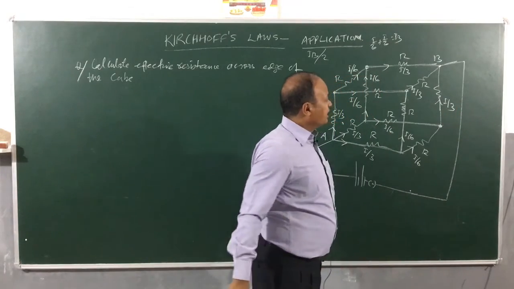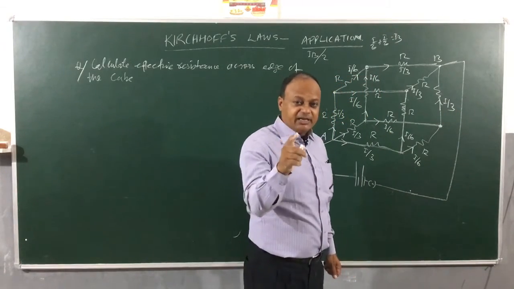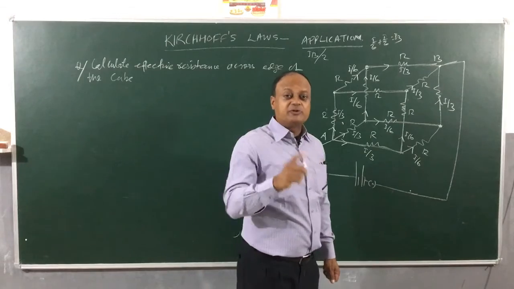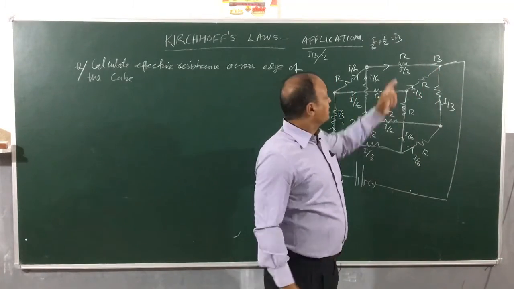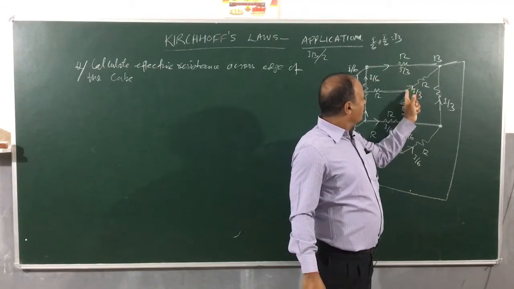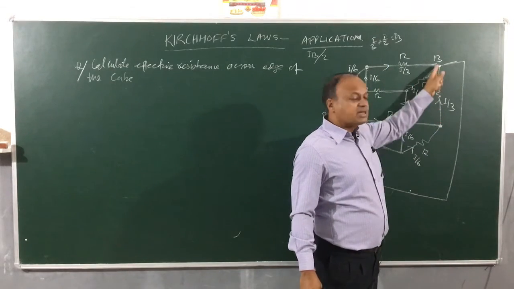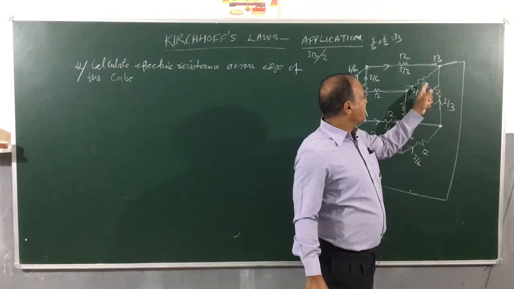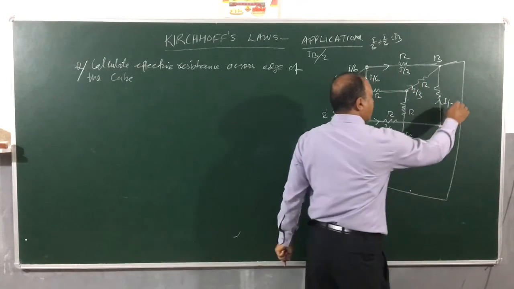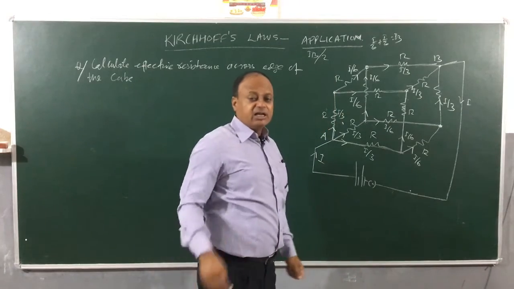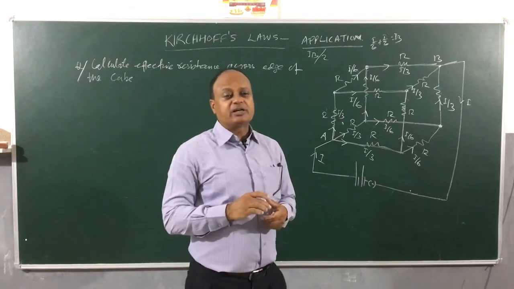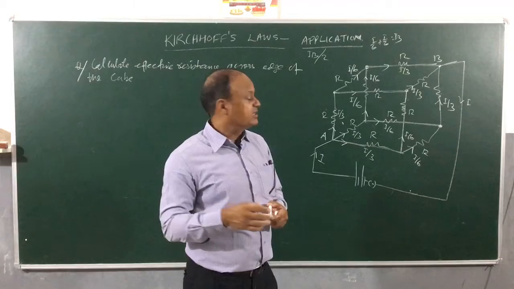I by 3. Now at point B, let's establish our distribution. At point B, how many currents emitting? 3 currents. See now, I by 3, I by 3 and how much? I by 3. So I by 3 plus I by 3 plus I by 3, what will be the current? I. That means our distribution is right. Okay. So this is a very crucial part of solving this problem, distribution of currents.